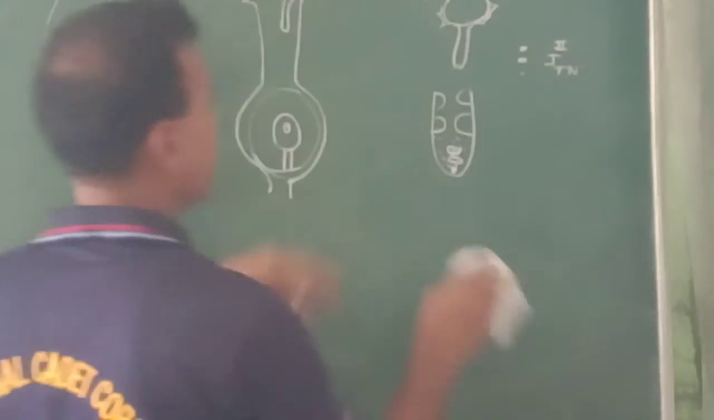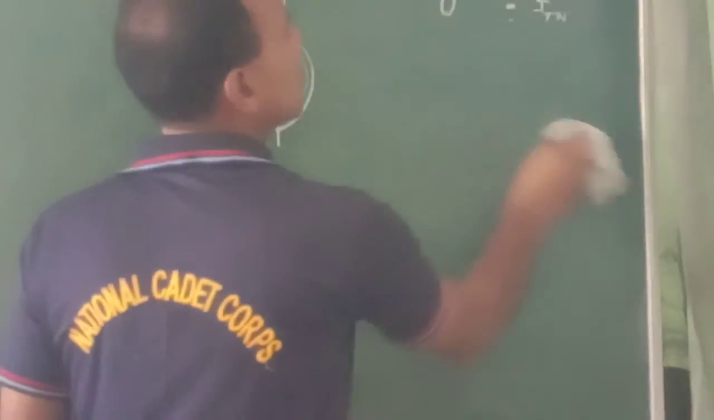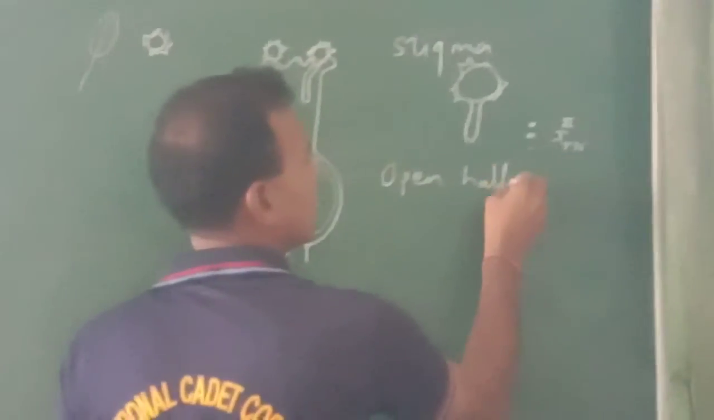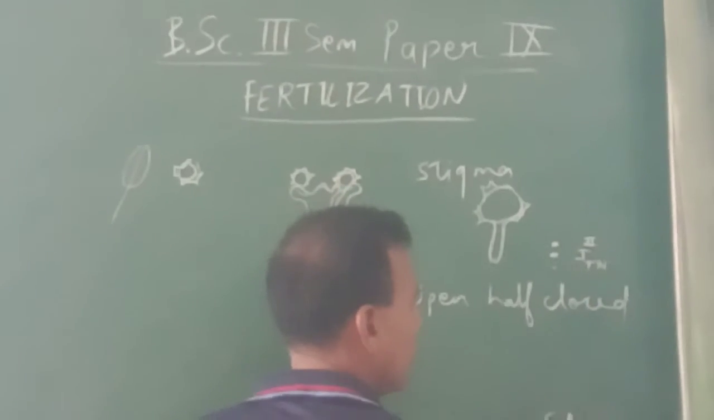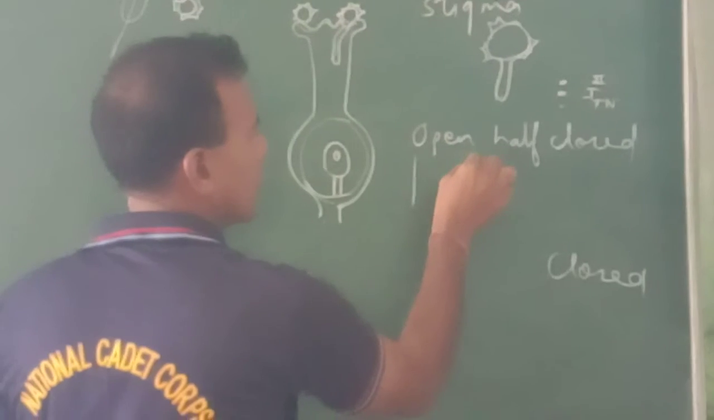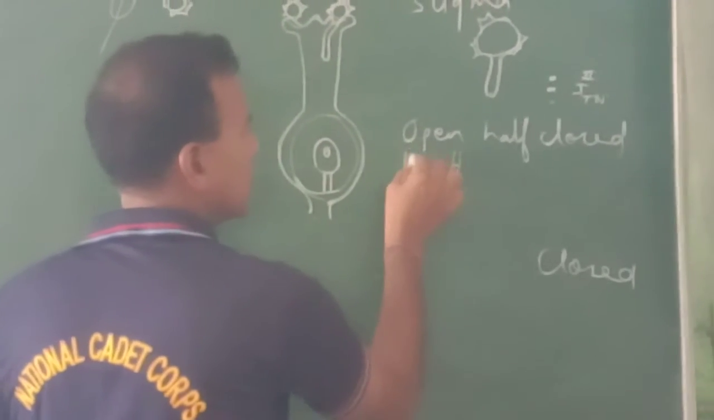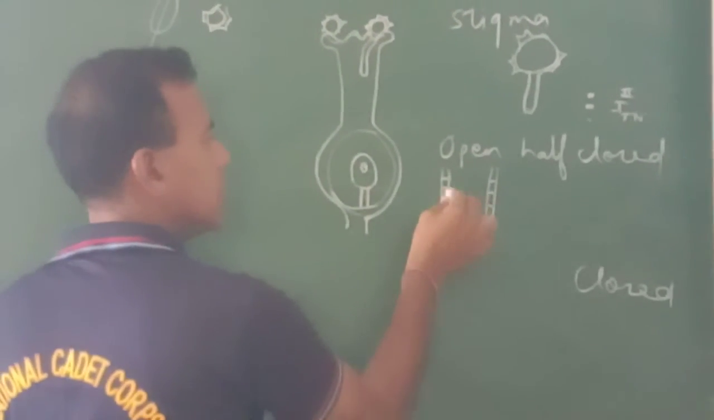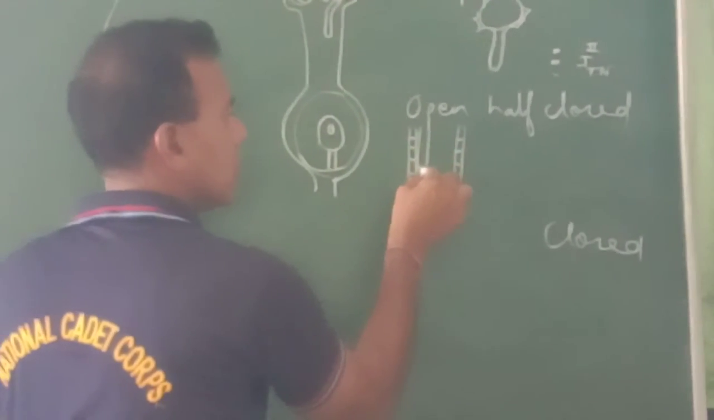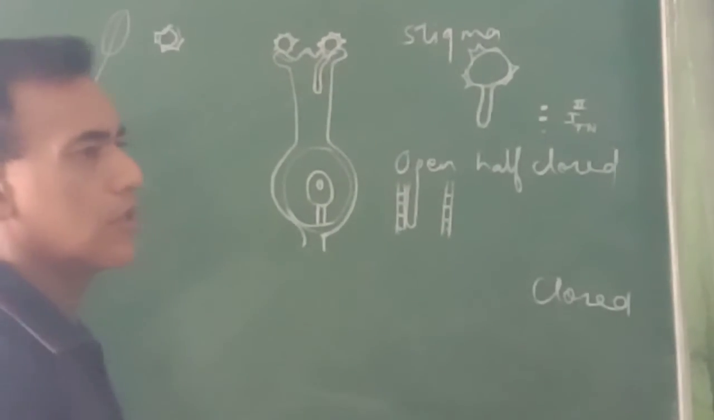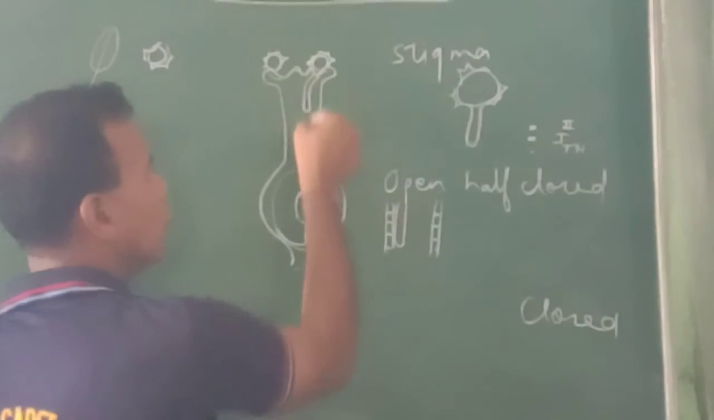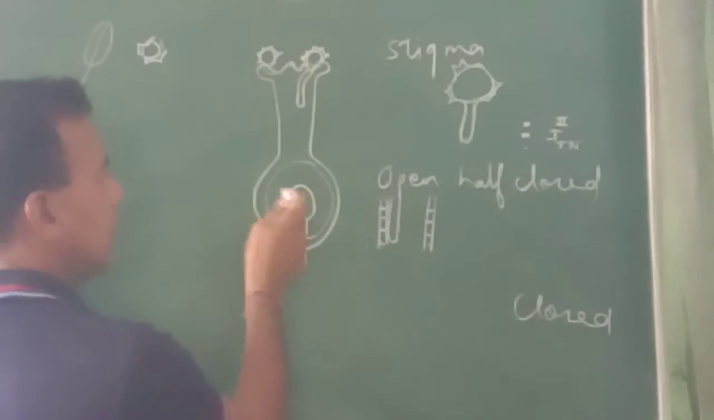Now, three types of styles can be found: open, half closed, or closed. In open style, epidermal cells are there and there is a lot of space. These cells act like glands and they help this pollen tube to move downwards towards the egg.